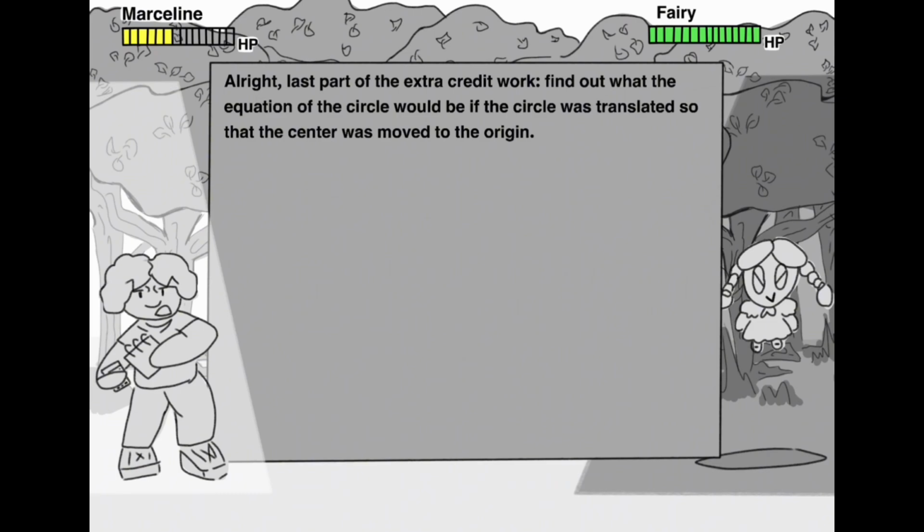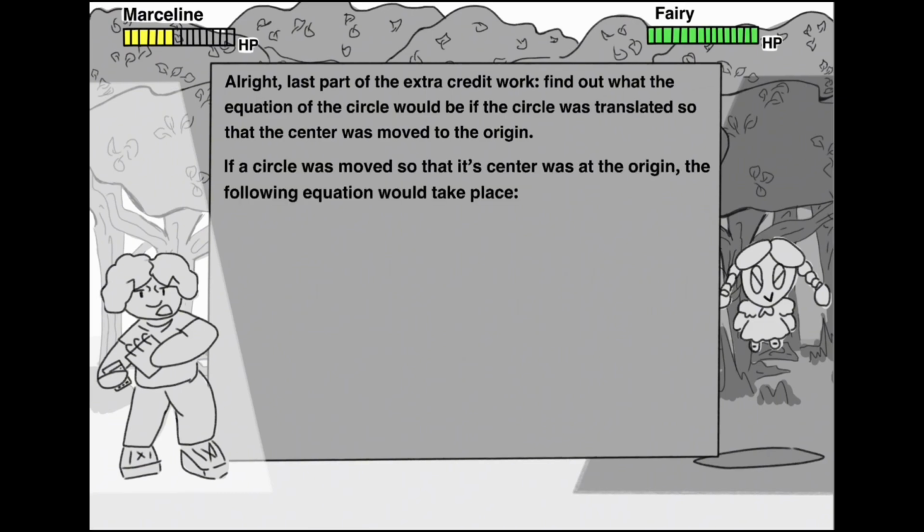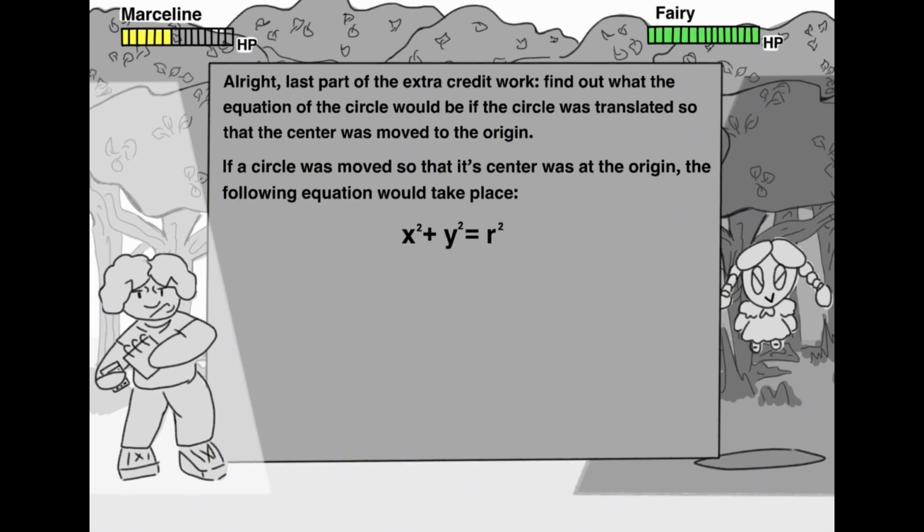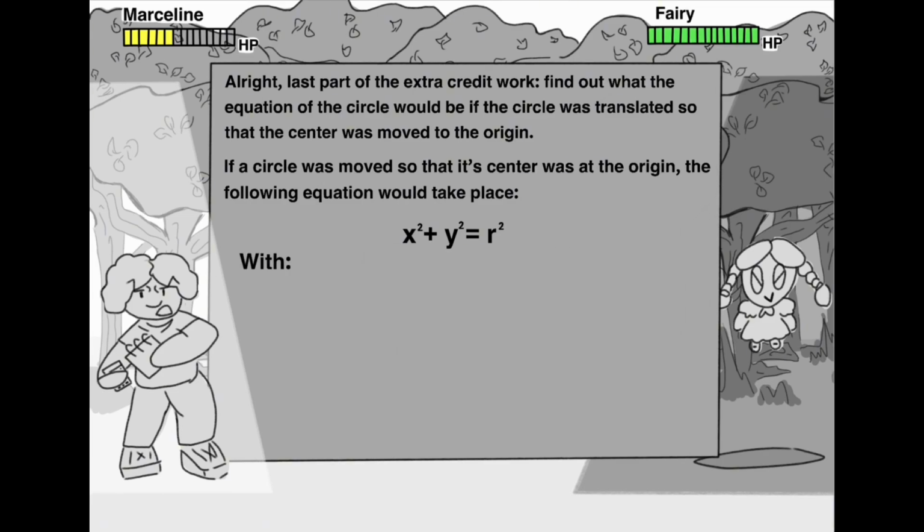Alright, so last part of the extra credit work. Find out what the equation of the circle would be if it is translated to be moved over to the origin. If the circle is moved to the center of origin, the following equation would take place.